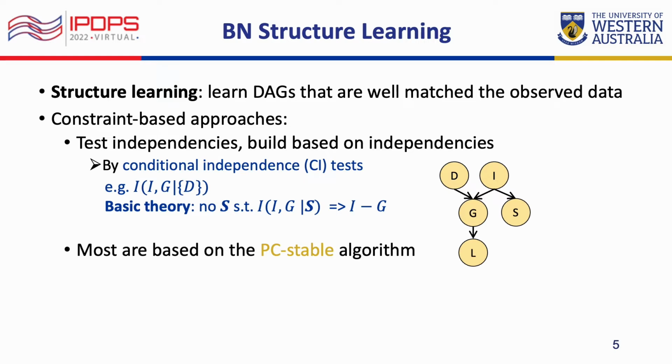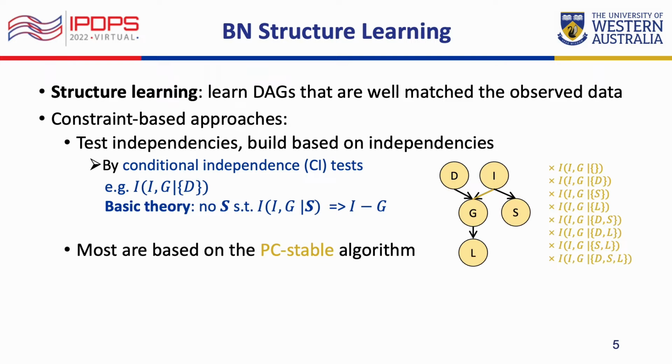The basic theory is that if we cannot find any set S such that the independence hypothesis holds, then there is an edge between I and G. In this example, since the independence hypotheses of I and G given any possible variable configurations are rejected, we know there is an edge between I and G according to the theory.